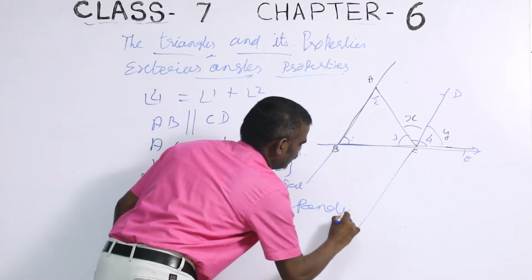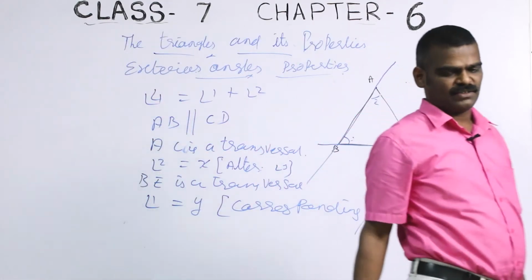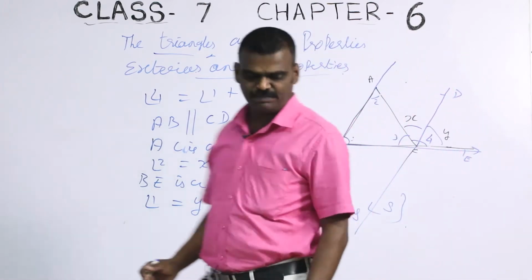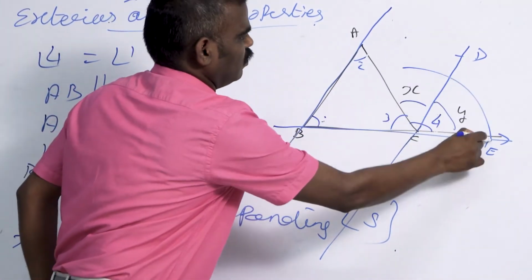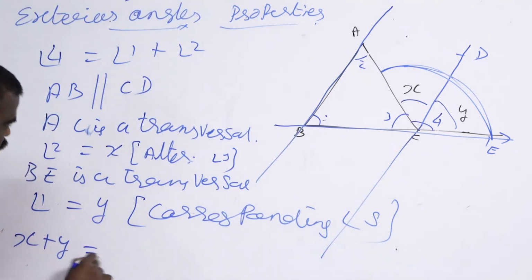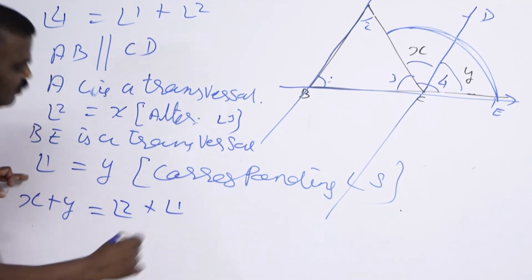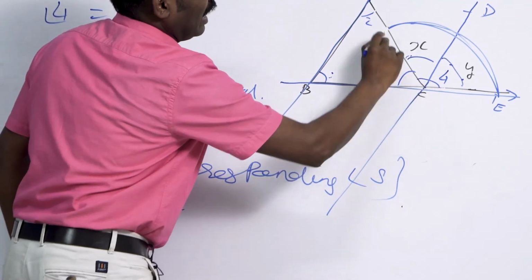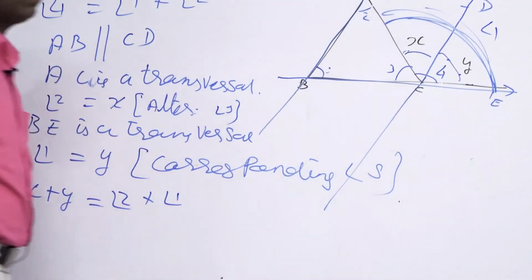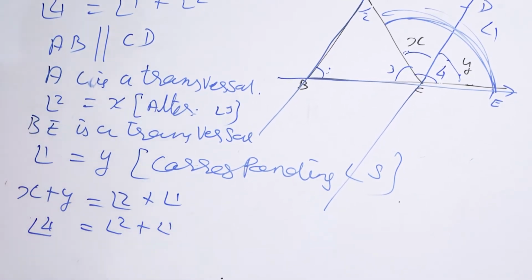Corresponding, yes, corresponding angles. Am I right? Corresponding angles. So now tell me, x plus y. x equals angle 2, y equals angle 1. So, what is x plus y? X is here, y is here, x plus y is which angle? The fourth angle, right? So, angle 4 equals angle 2 plus angle 1.